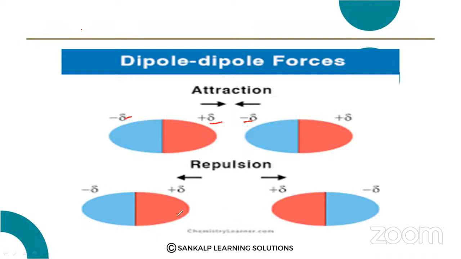Then in the second, you can see the red sides are on the same side, so both are partial positive. Like charges will repel each other, so there is a repulsion. So dipole forces are always formed between polar molecules, and it is due to the development of partial charges. So this is about dipole forces.